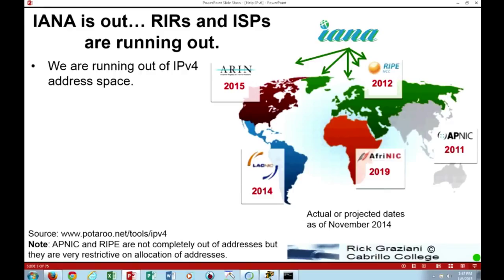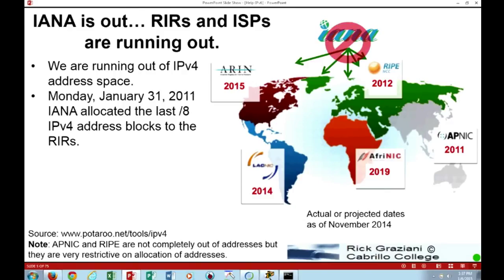But there's a lot of reasons. One main reason is we're running out of addresses. We're running out of IPv4 addresses. It's been almost 4 years now that IANA actually ran out of IPv4 addresses. They gave out the last of their address blocks to the regional internet registries. And these 5 regional internet registries are beginning to run out of IPv4 addresses.